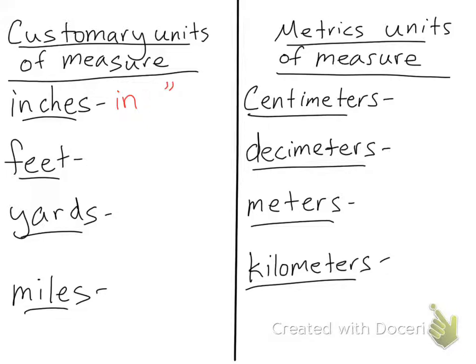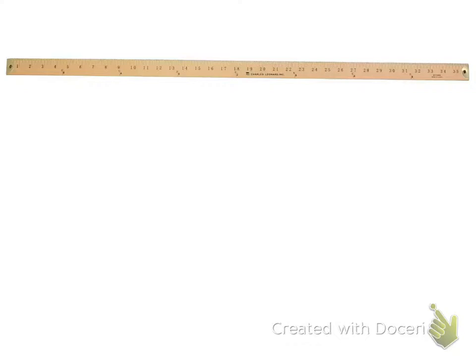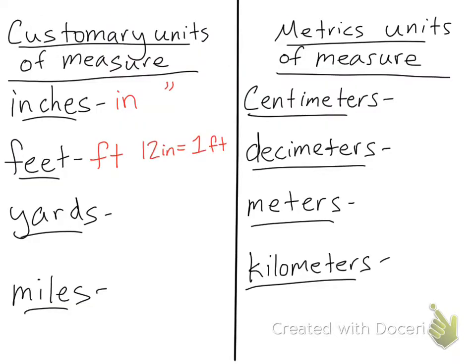So our ruler is 1 foot long. The abbreviation for foot or feet is FT. And there are 12 inches in 1 foot. We can see that here on our ruler.